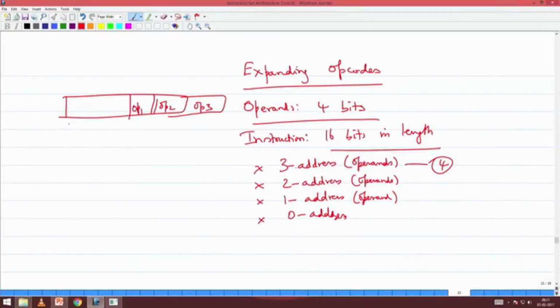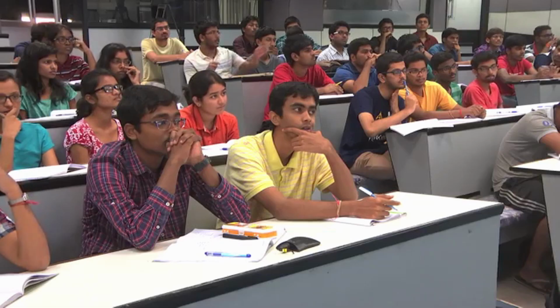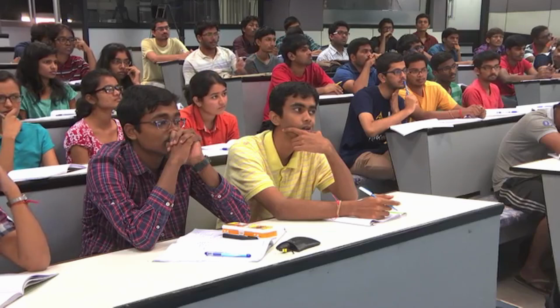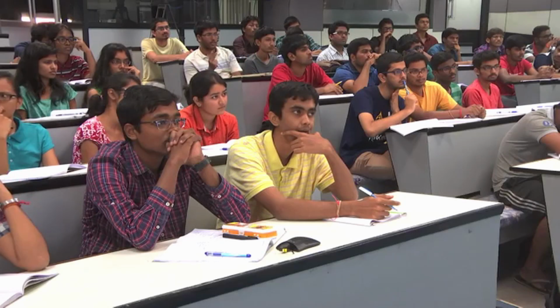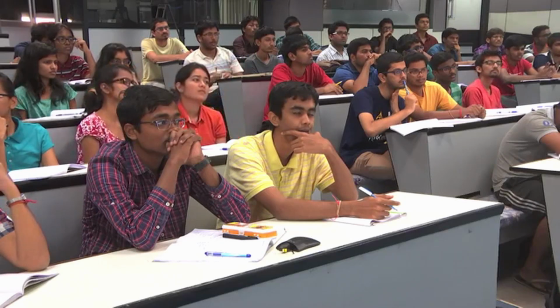Yeah, there will be 4 bits left here. If the first 4 bits have the value 0, then we can assume it to be a 0 address. If it is 1, it will be a 1 address. If it is 2, it will be a 2 address. Otherwise, it will represent an opcode.